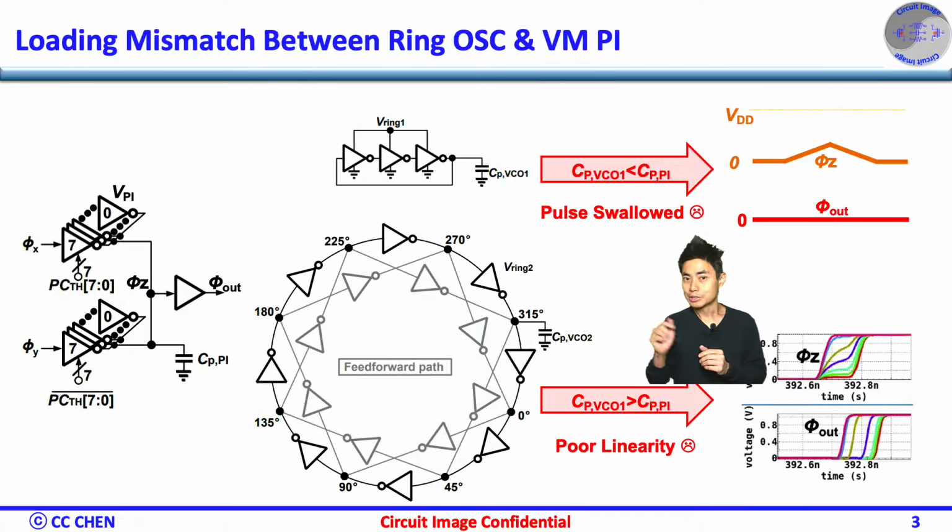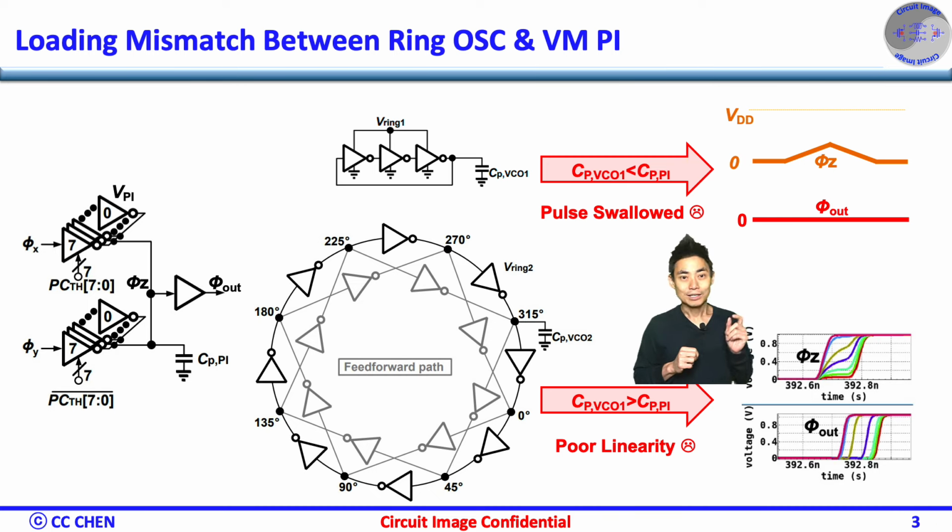Correct. The transition slew rate not only depends on the driver strength of the voltage mode PI's inverter from the supply, but is also caused by the loading capacitance. However, the loading mismatch between the ring oscillator and voltage mode PI may not still lead to a high linearity voltage mode PI. Let's look at the two extreme images here.